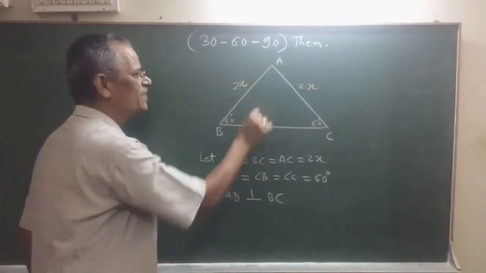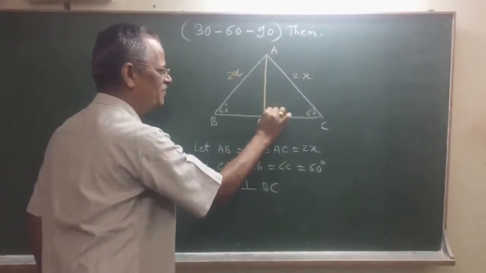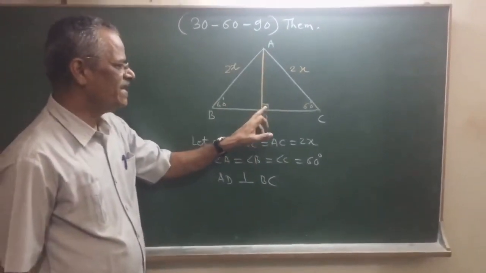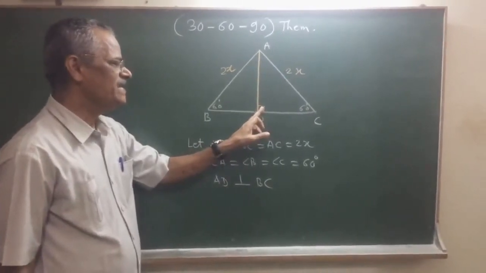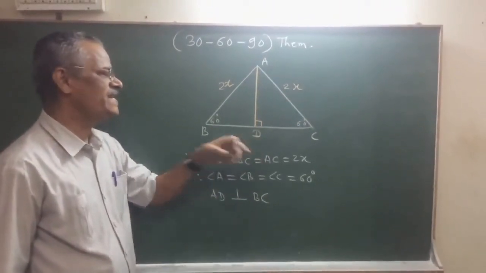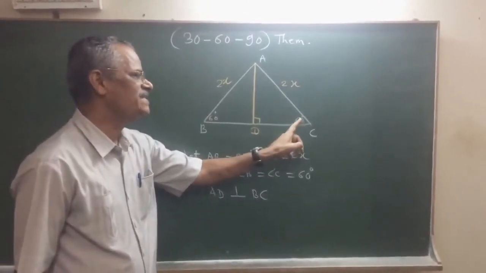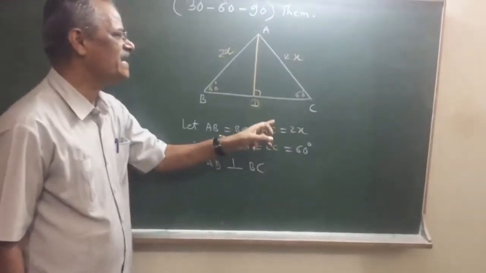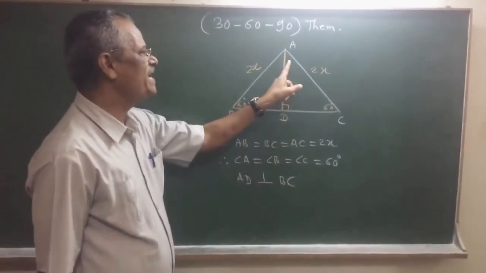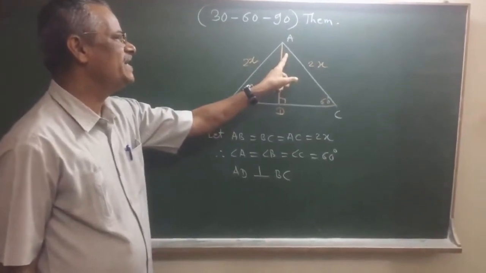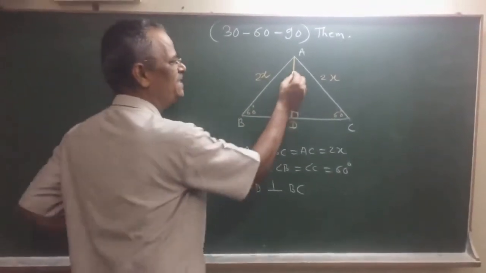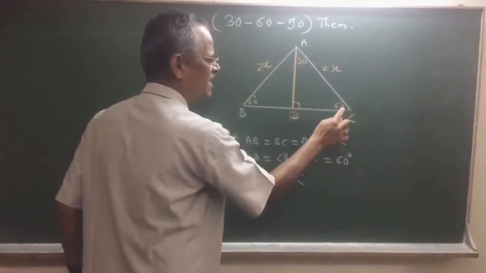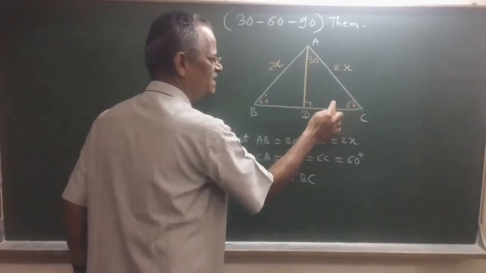Now let us draw AD perpendicular to the side BC. When we draw a perpendicular, you know that it is 90. What is the measure of angle D? It is 90. And angle C is 60. And you know that the sum of all angles in any triangle is 180. So the remaining angle you can calculate very easily. And your answer is 30. So in triangle ADC it is 30, 60, 90.